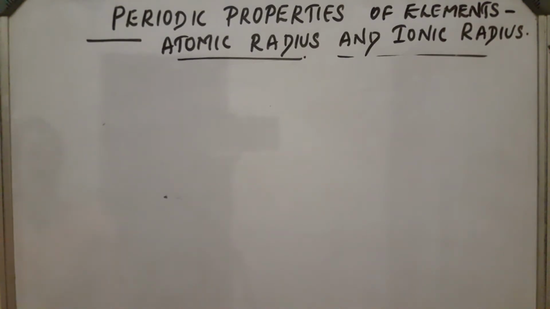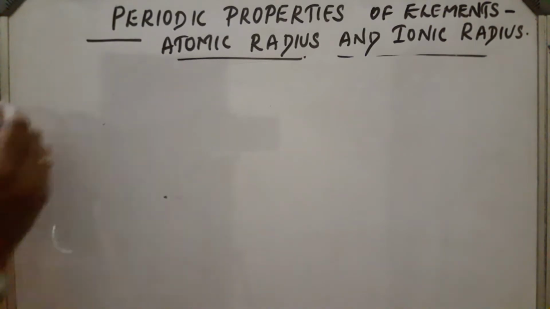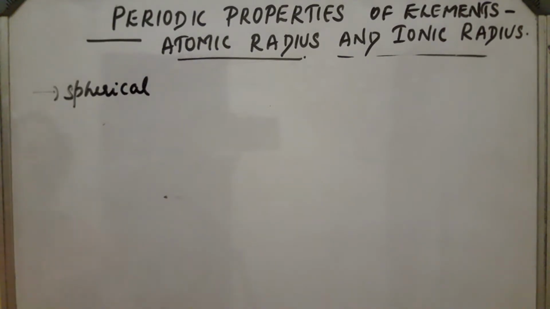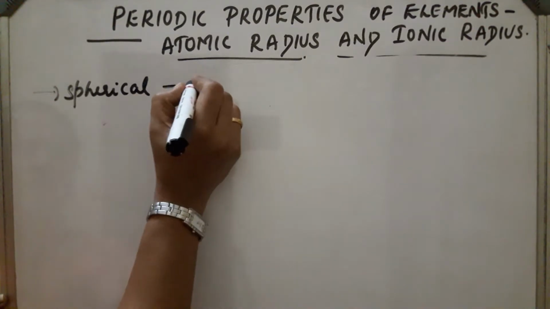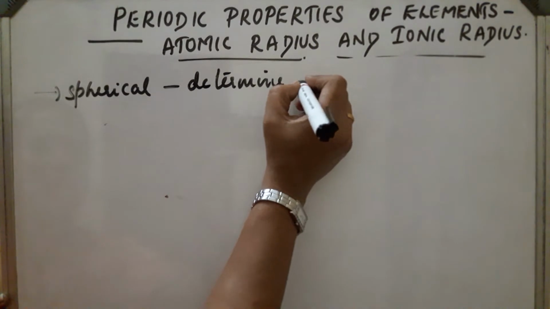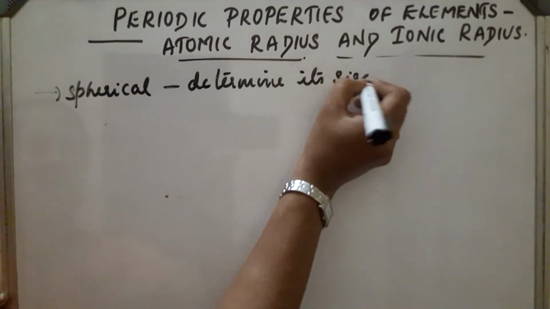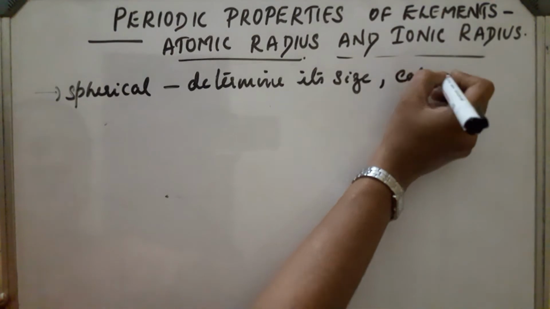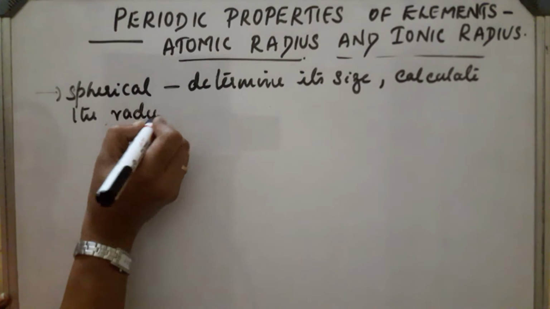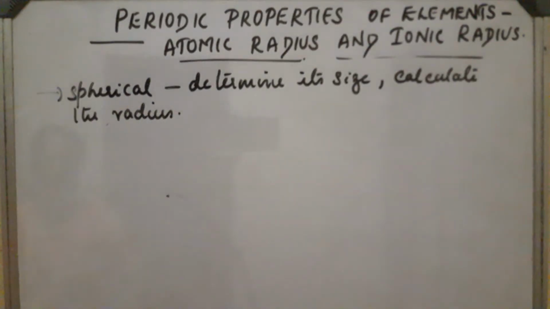So first let us discuss atomic radius, or we can say atomic size. The atomic size of an atom is assumed to be spherical in shape. So in order to determine its size, we have to calculate the radius, because the atom is assumed to be spherical in shape.